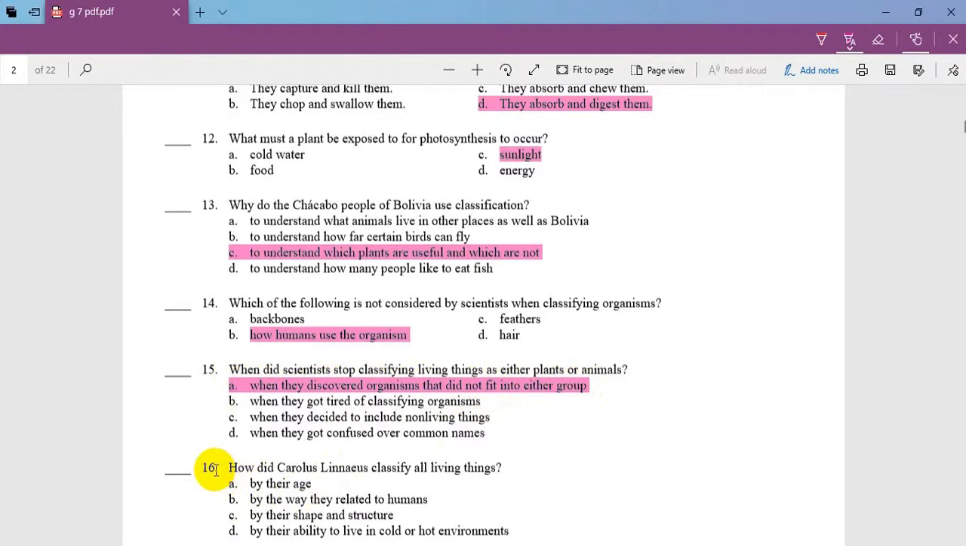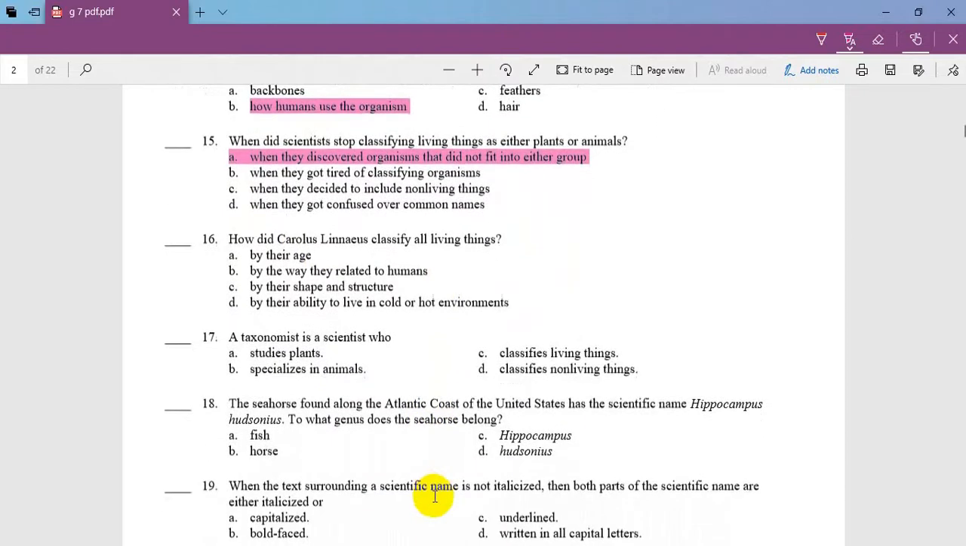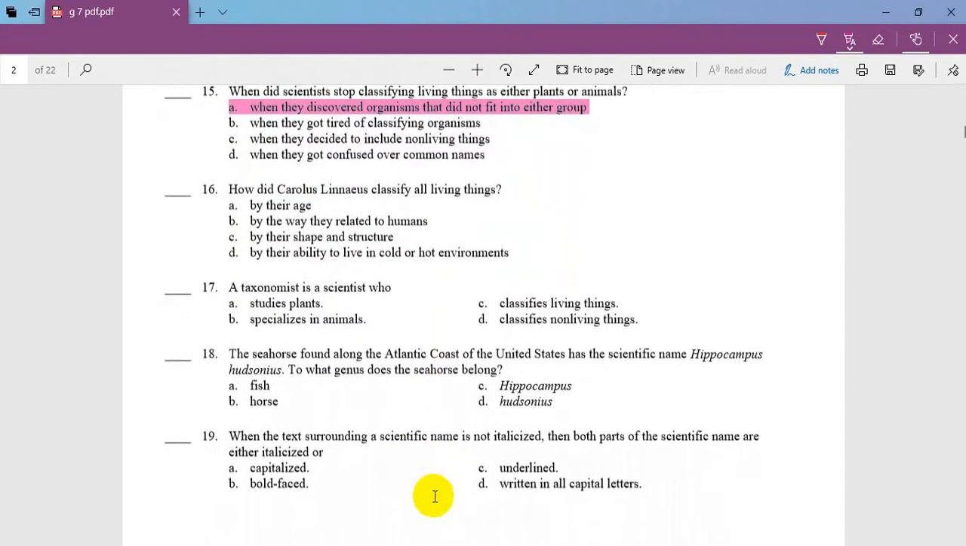Question 16: how did Carolus Linnaeus classify all living things? Linnaeus was the first one to establish the science of classification. How did he classify organisms? By their age, by the way they related to humans, by their shape and structure, or by the ability to live in cold or hot places? He classified them by their shape and structure, by their properties, not by their age or how they are related to humans or where they live.